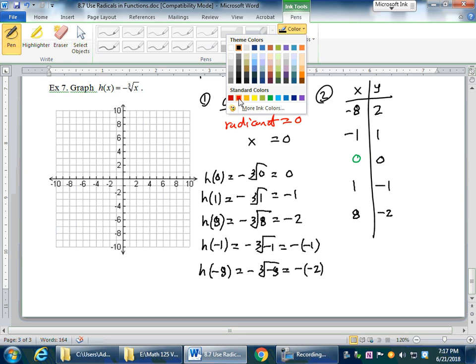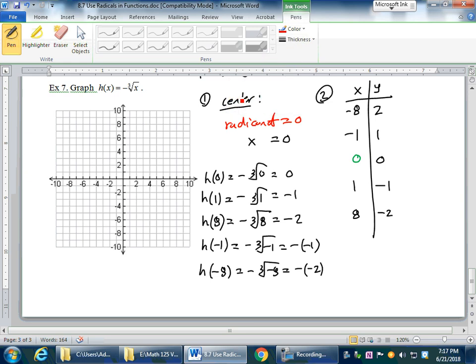This allows us to graph. At 0, 0 will be right here. At 1 will be negative 1. And at 8 will be negative 2. And negative 1 will be 1. And negative 8 will be positive 2. So basically, the graph flips around. So this will look like this.